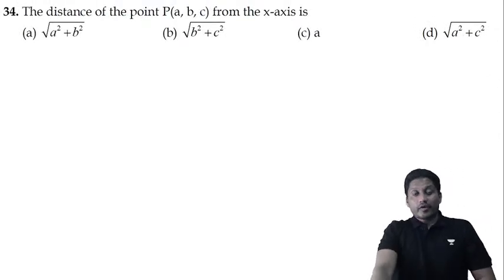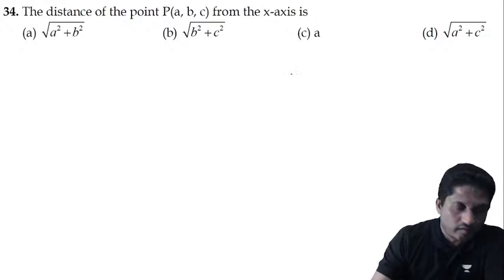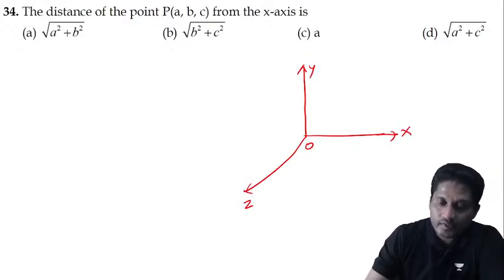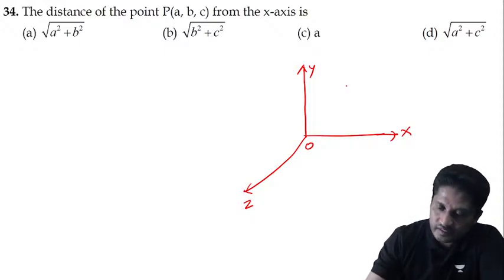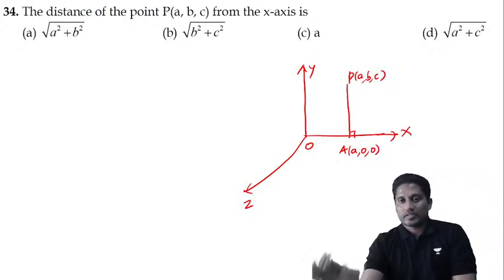Question number 34. Distance of the point a comma b comma c from x-axis. Now suppose this is the 3D x-axis, y-axis and z-axis. Distance of a point from x-axis. So this point is a comma b comma c. Every point on the x-axis, obviously y should be 0, z should be 0. If you drop the perpendicular from this point, the foot will be a comma 0 comma 0 only.